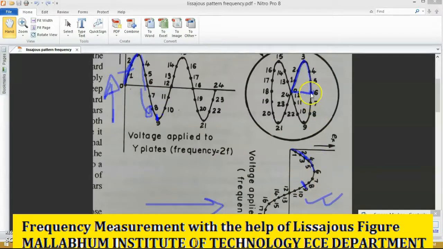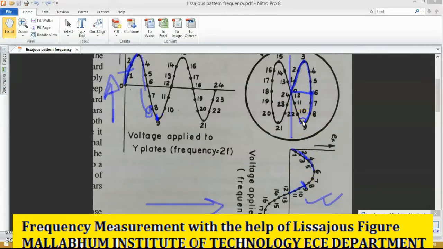From 6 to 9 you can see that this is your 0 line. In 6 to 9, you can see the vertical voltage is increasing in the negative direction, but the horizontal is still in some positive. Okay, and from 9 to 12 the horizontal voltage is reaching its 0 position.